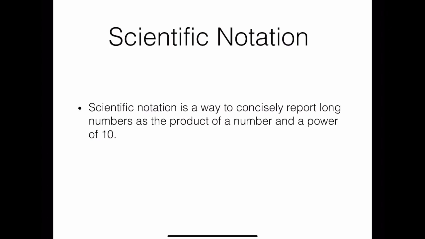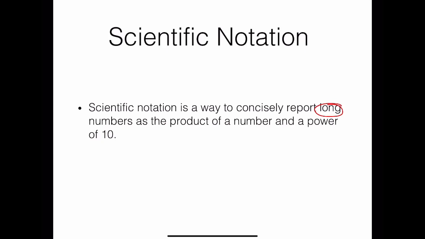Scientific notation is a way to concisely report long numbers as the product of a number and a power of 10. Now, a lot of people mistake this word for large. They will say it's a way to report very large numbers. But remember, large numbers can only refer to numbers greater than one. If we're talking about a very small number, very small numbers can also go out to a number of decimal places. So it's not necessarily only large numbers that we're reporting, but it's long numbers. It's numbers with a lot of digits attached to them.